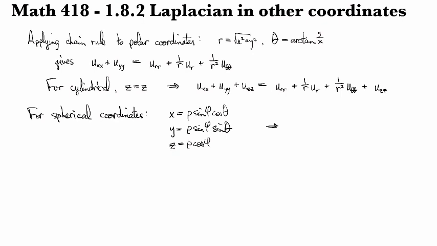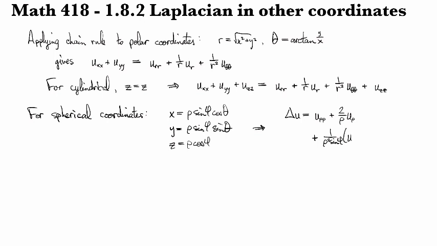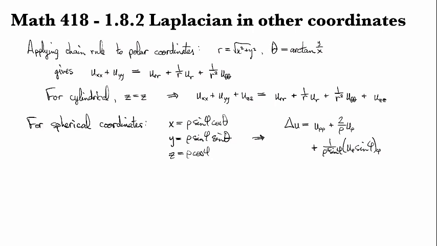Okay, so again, using the chain rule with these hairy coordinates, we end up with the Laplacian of u is the second partial of u with respect to rho plus 2 over rho first partial with respect to rho plus, and then we've got 1 over rho squared sine phi times the derivative with respect to phi of sine phi times u sub phi, plus 1 over rho squared sine squared phi times the second partial of u with respect to theta.